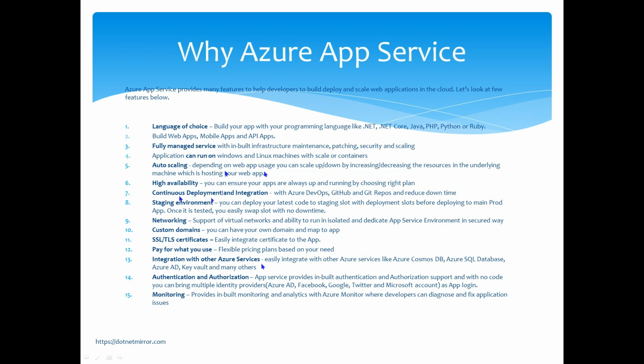Next one is the custom domain. Whenever you deploy a particular application, we will see in the demo, Azure automatically gives you your app name dot azurewebsites dot net, right? If you want to configure your own domain, you can configure that and map it to the Azure App Service. You can easily do it.